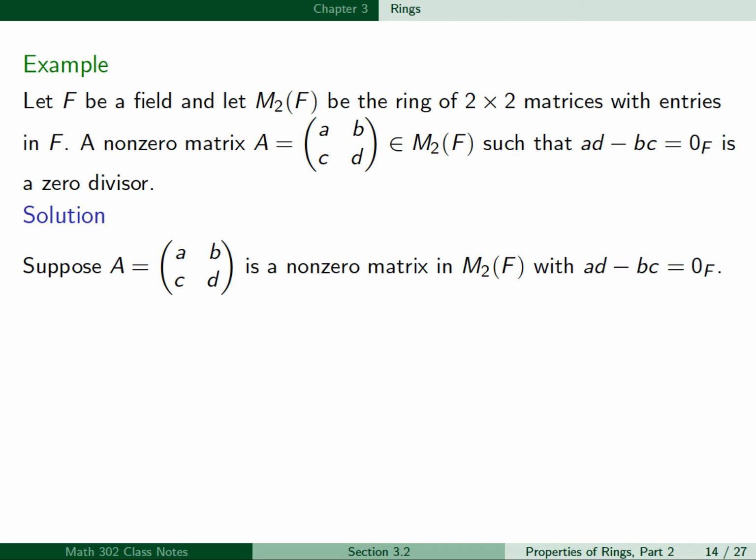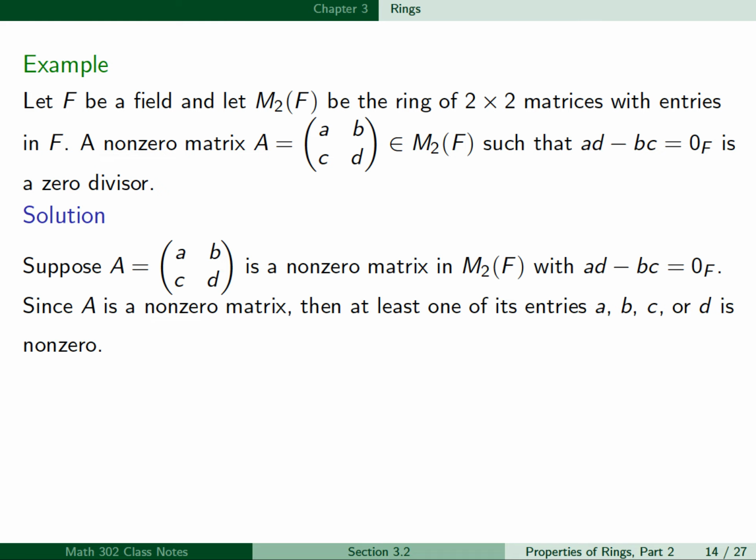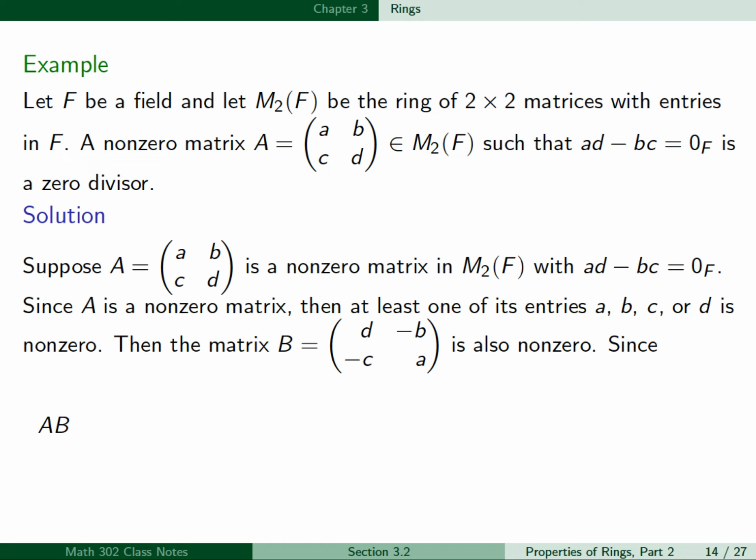And so if we suppose that A equals (a, b, c, d) is an arbitrary non-zero matrix in M sub 2 of F with zero determinant ad minus bc, since A is a non-zero matrix by our assumption, then at least one of its entries, a, b, c, or d, is non-zero. And then the matrix B, which has entries d, minus b, minus c, and a, is also non-zero, because again, at least one of its entries is non-zero.